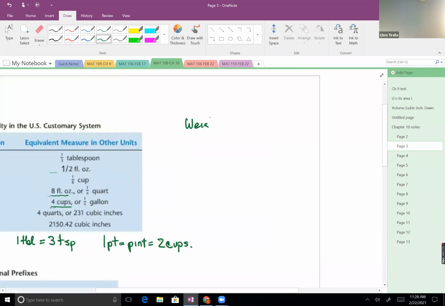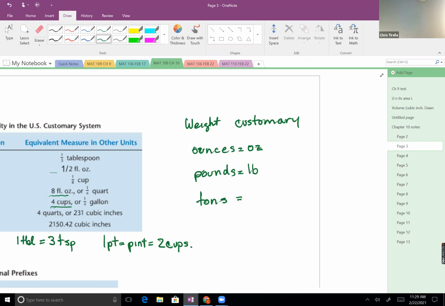Weight in customary. When you weigh something, we weigh it in ounces. We weigh it in pounds. I'm abbreviating and I need to write the words out. And tons. Ounces are abbreviated OZ. Pounds are abbreviated LB. I don't know if there's an abbreviation for tons. I've always seen it written out.